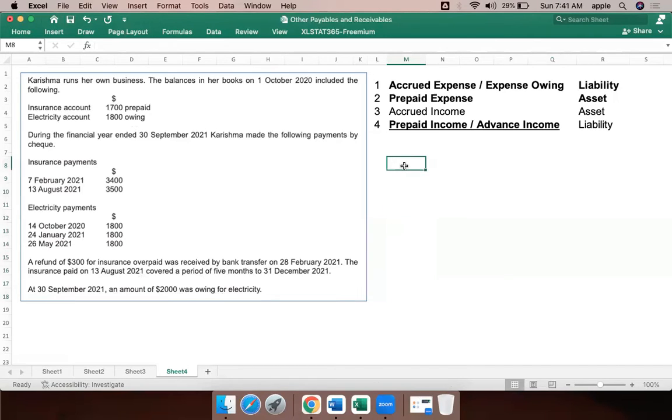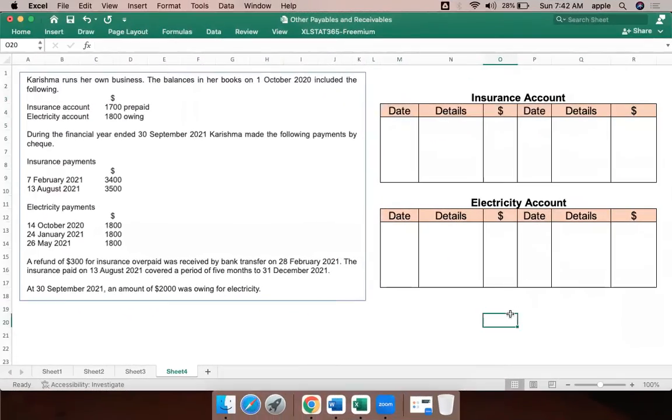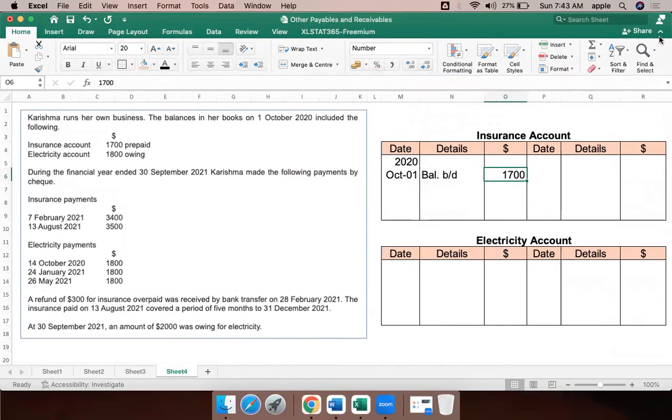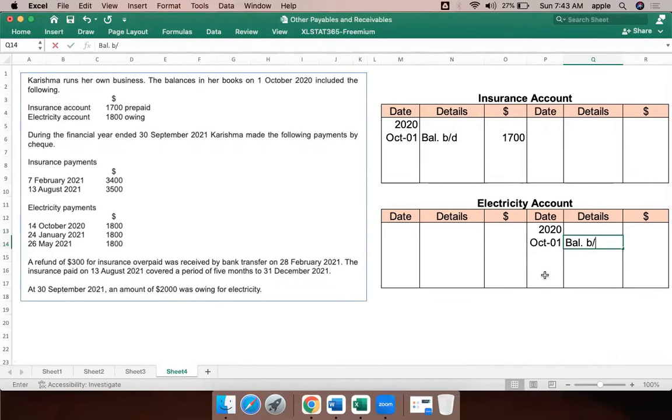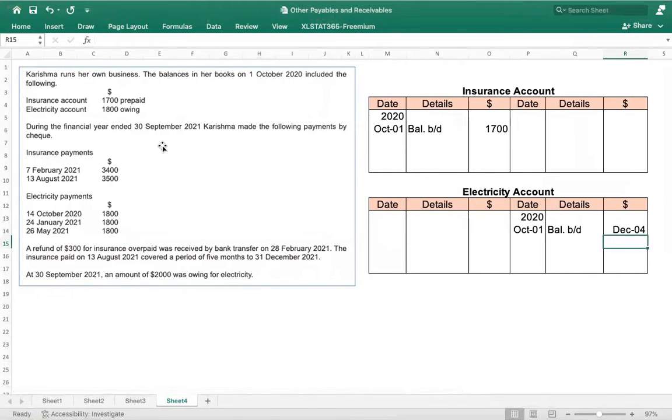Let me draw the format: date, detail, amount, date, detail, amount. Now see the insurance account prepaid. It is an asset, so the opening balance on 1st October 2020 will come on the debit side. I will write balance brought down, 1,700. Clear? Now the electricity account, 1,800 owing. It is a liability, so the opening balance I will show on the credit side. Balance brought down, 1,800.